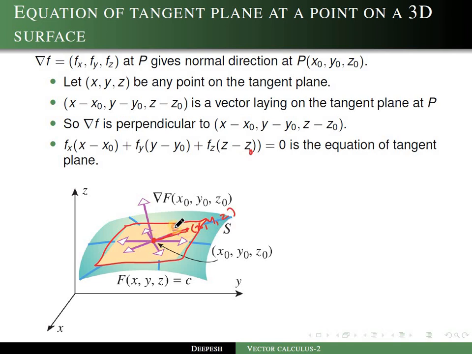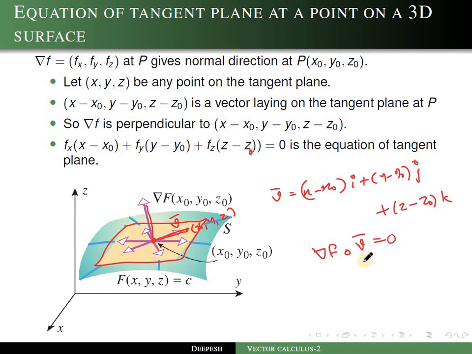So this vector, say if I call it v bar, v bar is nothing but x minus x naught i plus y minus y naught j plus z minus z naught k. Now you know that's a vector in the tangent plane. So that vector must be perpendicular to del f. So you'll have del f dot product with v bar is equal to 0.